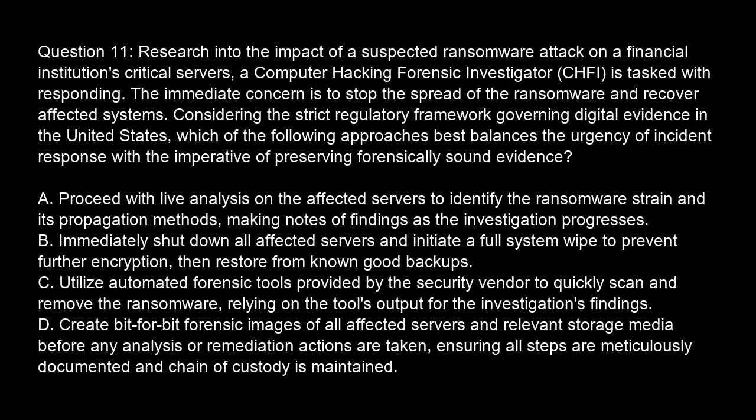Option A. Proceed with live analysis on the affected servers to identify the ransomware strain and its propagation methods, making notes of findings as the investigation progresses. Option B. Immediately shut down all affected servers and initiate a full system wipe to prevent further encryption, then restore from known good backups. Option C. Utilize automated forensic tools provided by the security vendor to quickly scan and remove the ransomware, relying on the tool's output for the investigation's findings. Option D. Create bit-for-bit forensic images of all affected servers and relevant storage media before any analysis or remediation actions are taken, ensuring all steps are meticulously documented and chain of custody is maintained.